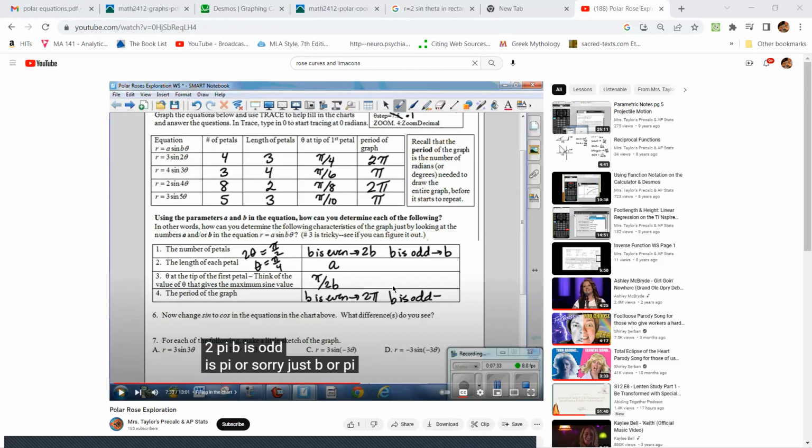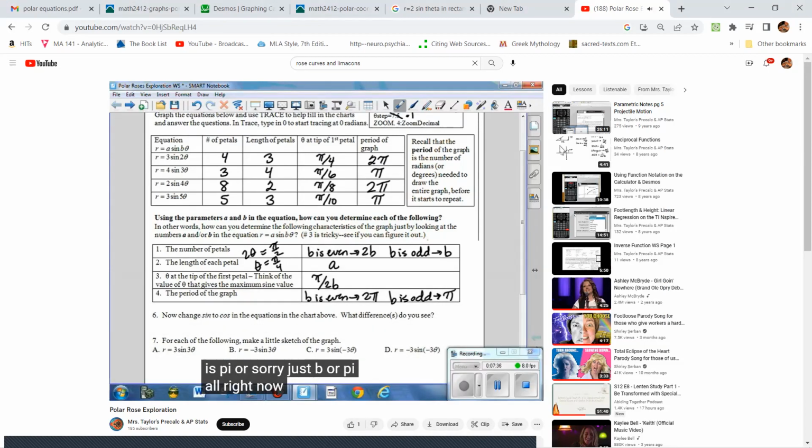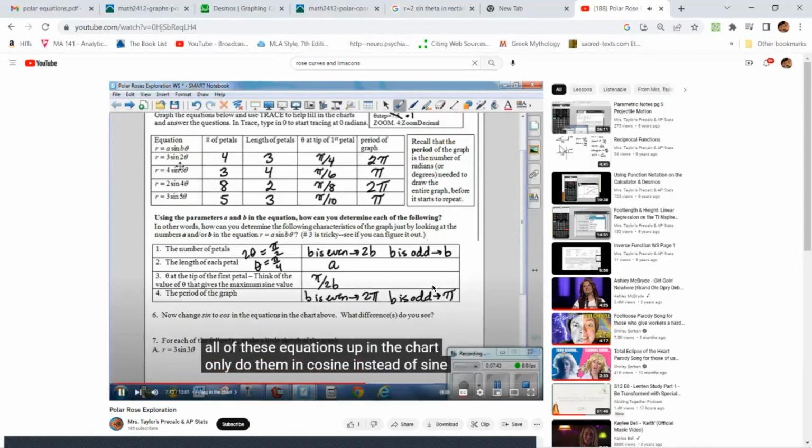All right. Now, the next thing I want you to do, stop the tape. I want you to graph all of these equations up in the chart, only do them in cosine instead of sine. And then turn that back on and we'll take a look. She's going to graph it.